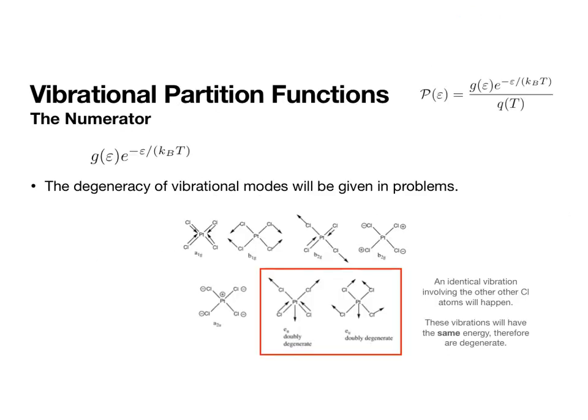Okay, so let's break this down. For the vibrational partition function, the numerator, this g of epsilon equals e to the minus epsilon over kBT. g of epsilon, let's talk about this degeneracy. For vibrational modes, there is a way to calculate degeneracy. We are not going to do it. It involves a lot more knowledge of quantum mechanics and vibrational spectroscopy than we are going to go into. And so for you guys, the degeneracy of vibrational modes will be given to you in the problems.